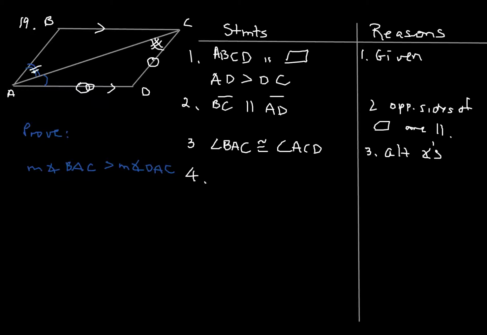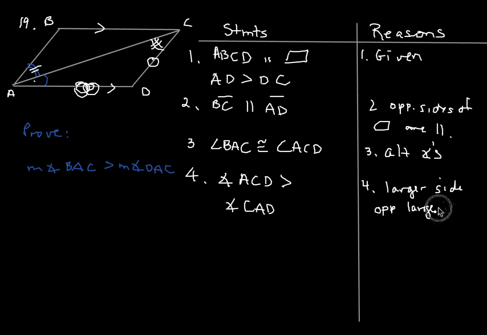The other thing we can say is, because this side is bigger, this angle is going to be bigger. So we could say angle ACD is greater than this little guy down here, angle CAD, and the reason why is larger side opposite larger angle. So now we're just down to plain old simple substitution.